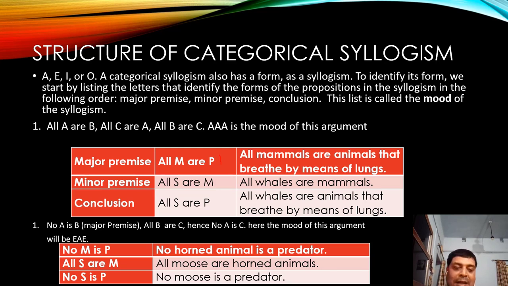Now we will see another argument. No A is B. No A is B means universal negative. All B are C. Here we are representing all the B are C, so it is universal affirmative. Hence no A is C. No A is C means not a single A is C, so it is universal negative. So what will be the mood of the argument? Because the first one is universal negative, it will be E. The second one is universal affirmative, so it will be A. The third one is again universal negative, so it will be E.